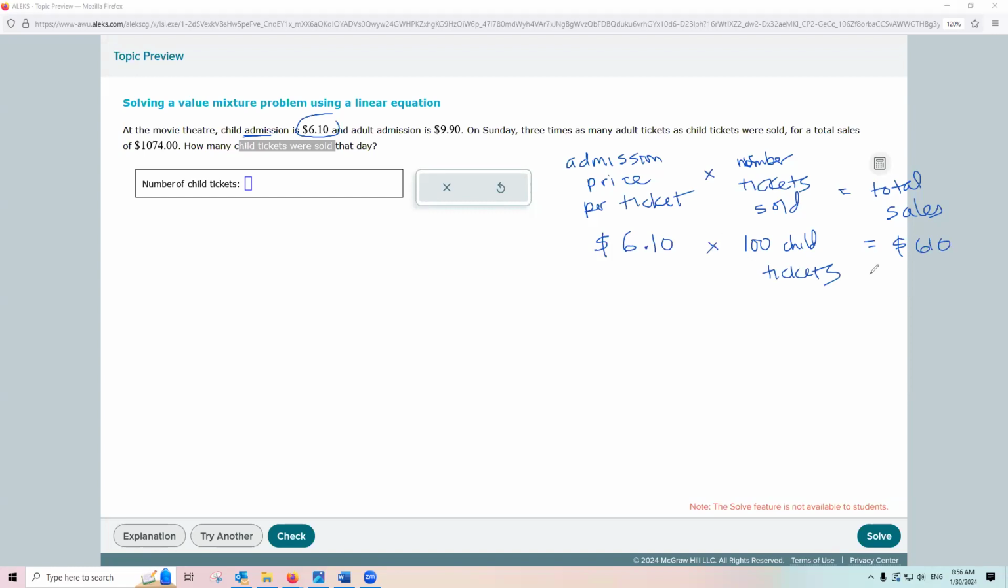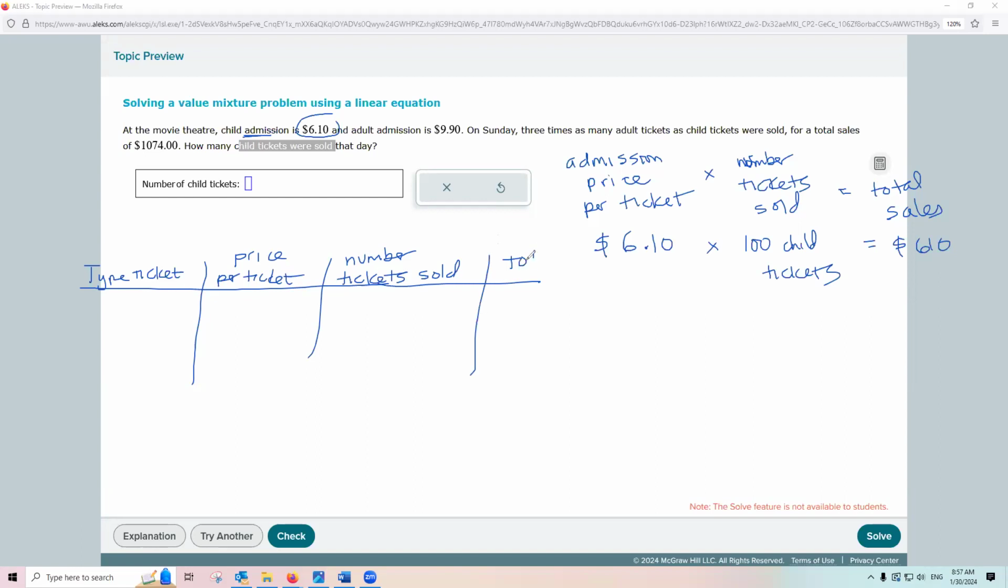All right, I'm going to set up a table because I think setting up a table here is going to make things a little easier. This is going to be the type of ticket. Then there's going to be the price per ticket. Then the number of tickets sold. And then the last column is going to be the total sales. From the example I just did, I know the relationship here: if you take the price per ticket and multiply it by the number of tickets sold, that gets you the total sales.